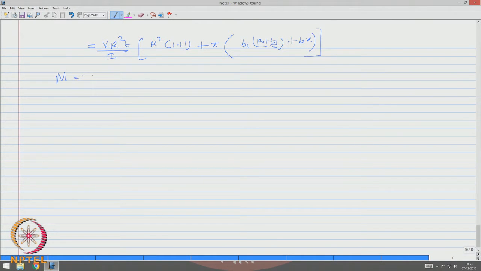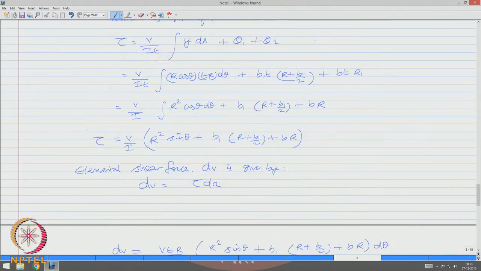Therefore, m will be V r square t by I, 2 r square plus pi times of b 1 r plus b 1 by 2 plus b r. Now, taking moment of all these forces about the shear center, or let us say not the shear center, let us take moment about the point O.